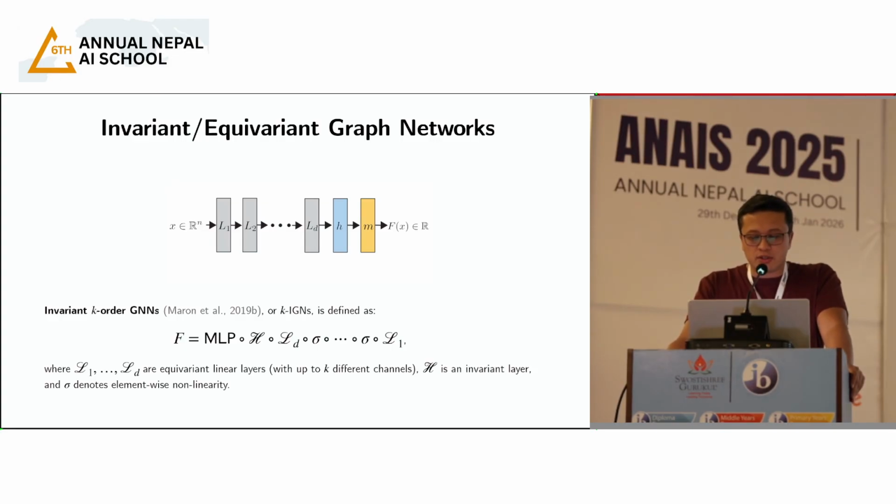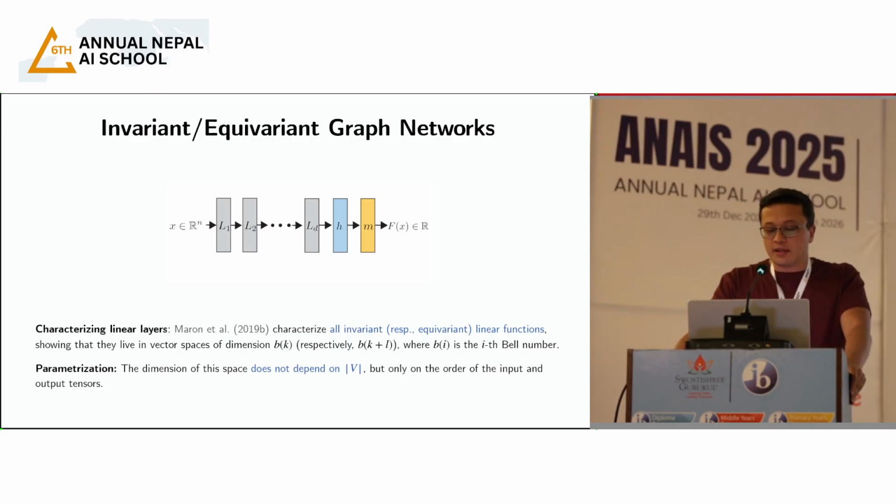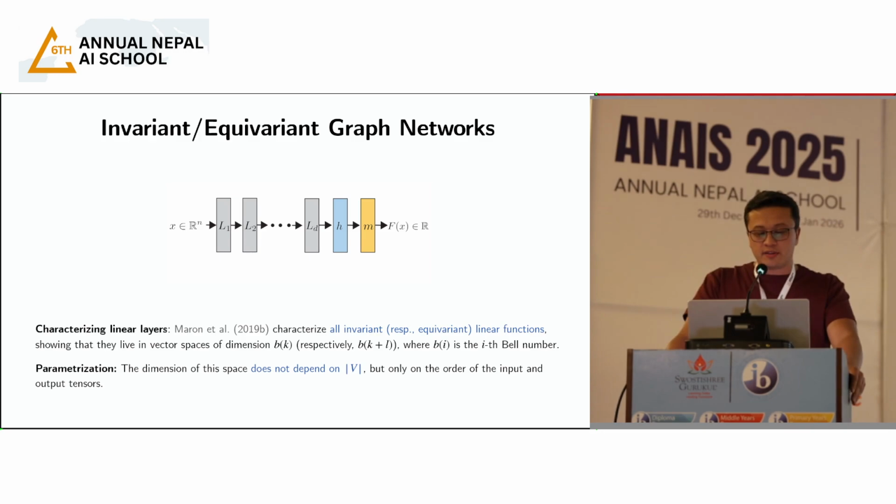And that's my function. And the effect of this is essentially the same. In Maron et al., I mean, there's a lot of theoretical results in this series of papers, but he characterizes all invariant linear functions, and even gives the vector space that these functions live in. And this dimension is actually independent from the size of the graphs. It's related to the ith Bell number. And that's quite nice.